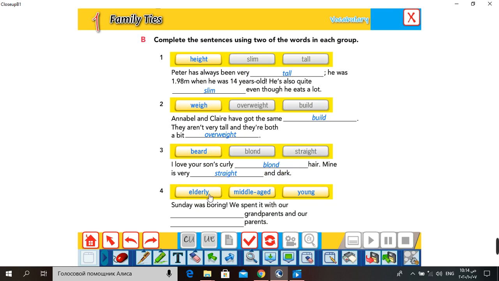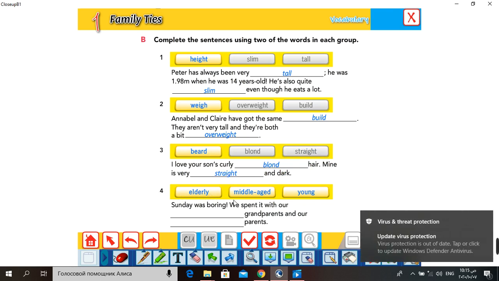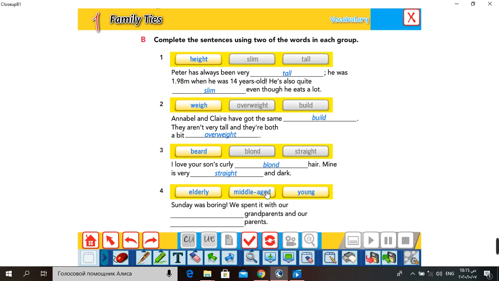Number 4, elderly. Elderly means people who are old in age. Okay, middle-aged. Like your mom and dad, middle-aged, like starting from the 30s. They are not very old and they are not very young. And the word young, of course, means people who are young in age.